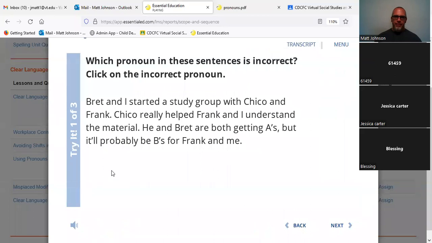Okay, give it a try. Which pronoun in these sentences is incorrect? So it says, Brett and I started a study group with Chico and Frank. Chico really helped Frank and I understand the material. He and Brett are both getting A's, but it'll probably be B's for Frank and me. So right there, reading it like that, it doesn't sound that bad, right? It kind of flows. You don't hear any real hiccups there that make you say, oh, that's really bad.